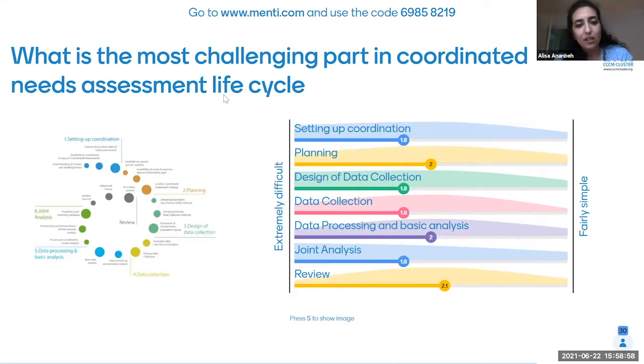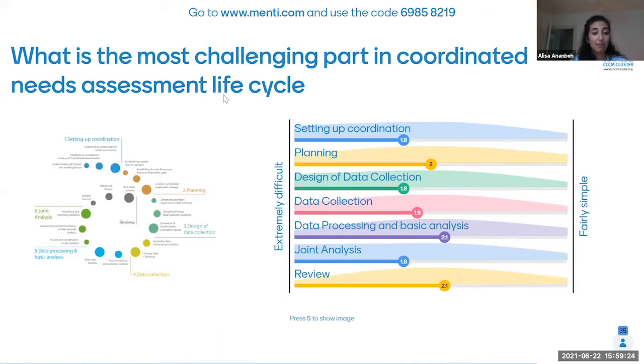Okay. So I can see that more or less everyone voted about data processing and basic analysis. So basically the start of the analysis. Many of you said it's a review, design of data collection, and setting up coordination. We're more or less on the same level on all of them, except one that shows to be lower, which was the joint analysis part.